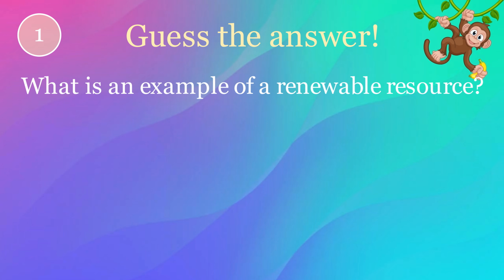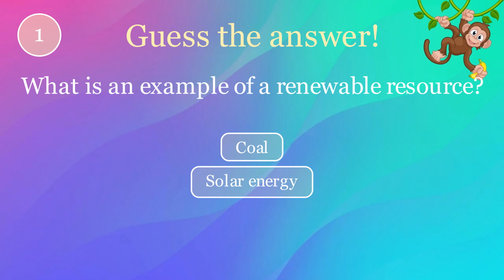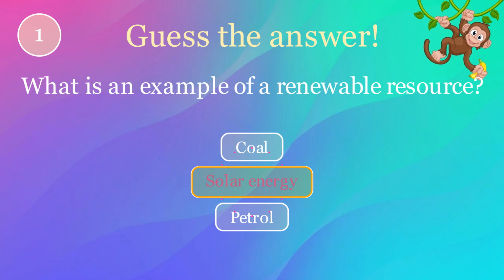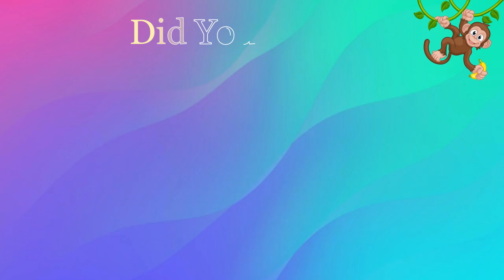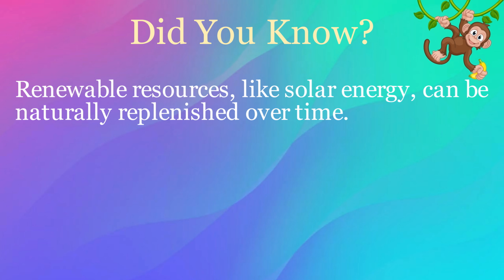What is an example of a renewable resource? Coal, solar energy, petrol. The correct answer is solar energy. Here's an interesting fact: renewable resources, like solar energy, can be naturally replenished over time.